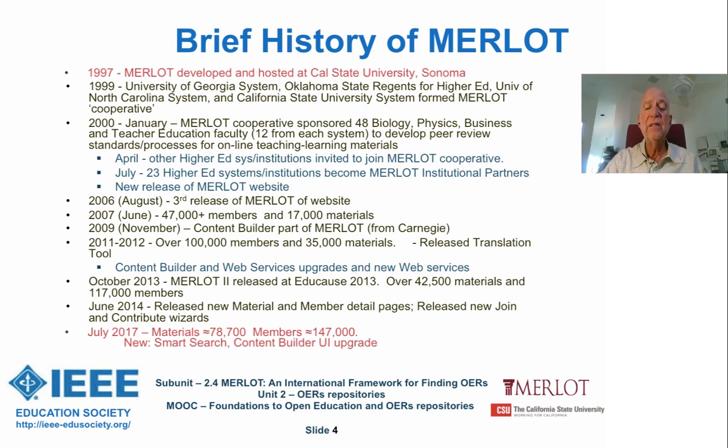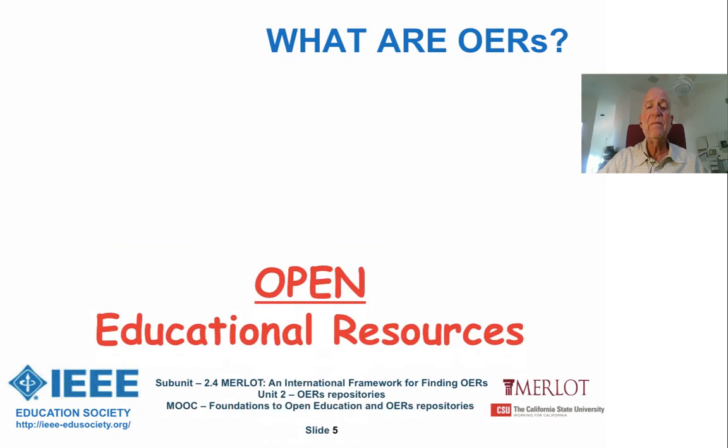Now, 20 years later, Merlot has been around, and we now have a collection of almost 80,000 materials and 147,000 registered members. The system has continued to change over the 20 years, and as recently as this month in July 2017, the system has been enhanced with something called a Smart Search, which I'm going to show you a little bit more of in a few minutes.